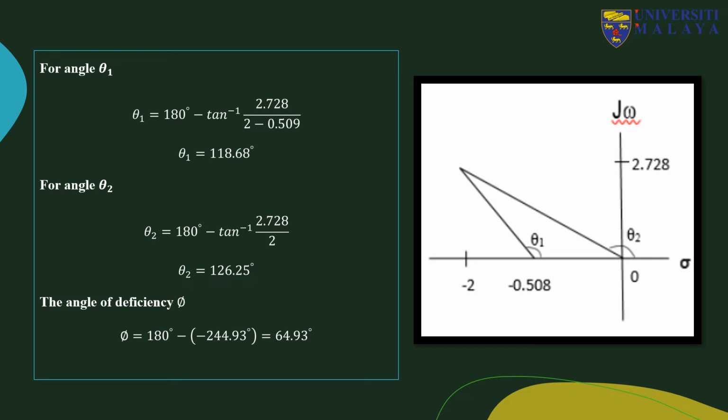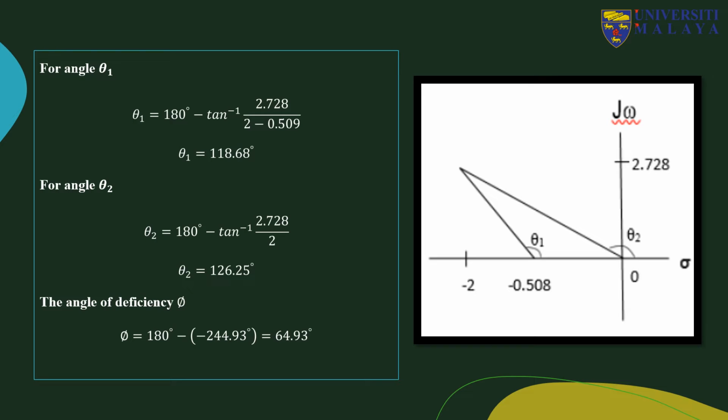Then by using root locus, we also draw the triangle here, and then we calculate the angle of theta 1 and theta 2. Note that this cycle is about 180 degrees. So theta 1 is 118.68 degrees, theta 2 is 126.25 degrees.